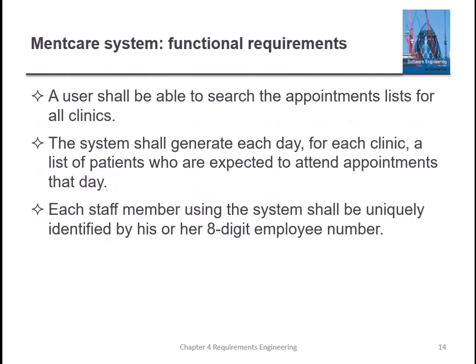Let's take the example of the Mentcare system. The functional requirements are: a user shall be able to search the appointment list for all the clinics. The system shall generate each day, for each clinic, a list of patients who are expected to attend appointments that day. Each staff member using the system shall be uniquely identified by his or her 8-digit employee number. This means user authentication, user registration, appointment system, approval, etc. And later the payment section. All are functional requirements.